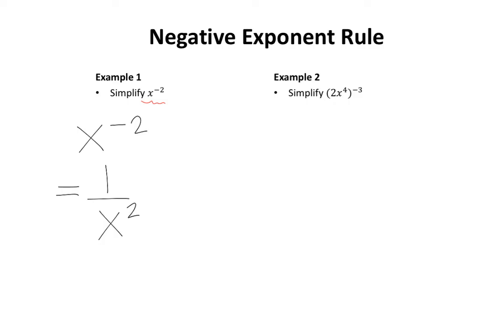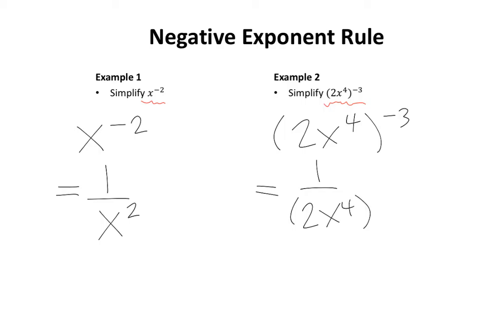In our second example, we want to simplify 2x to the power of 4 raised to the power of negative 3. Again, you'll notice that we have a negative exponent here, and we want to deal with that first. So I'm going to rewrite my question, 2x to the power of 4 raised to the power of negative 3. I want to write the reciprocal of this term, 2x to the power of 4. So that's going to give me 1 over 2x to the power of 4. The negative exponent now becomes positive.